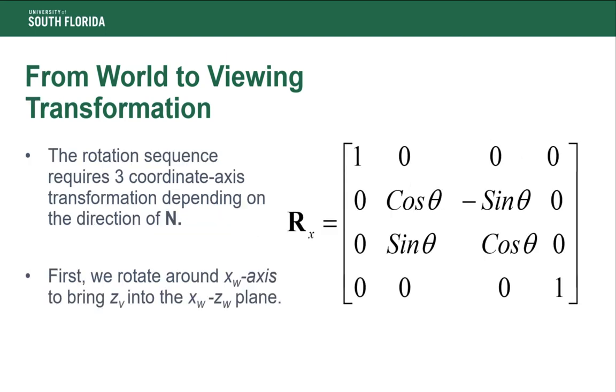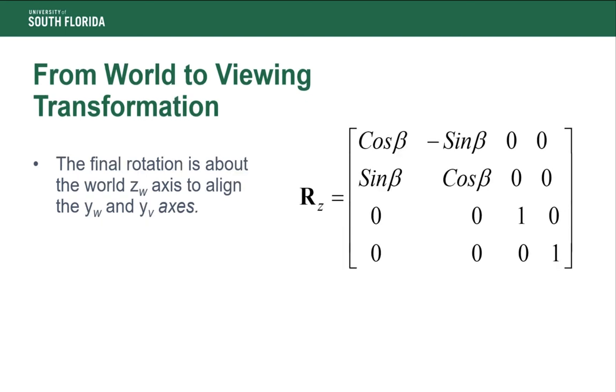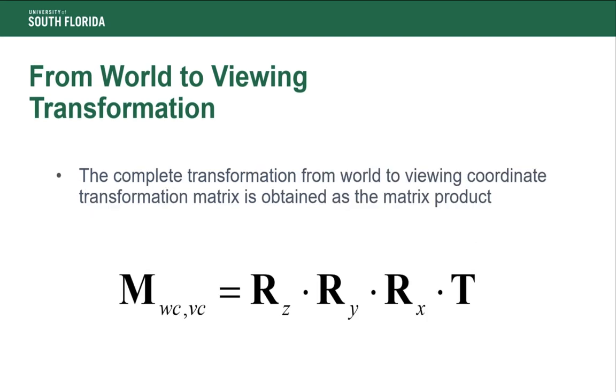The rotation sequence requires three coordinate axes transformations depending on the direction of N. First, we rotate around the xw axis to bring zv into the xwzw plane. In the matrix, it shows that. Then, we rotate around the world yw axis to align the zw and zv axes. The final rotation is about the world zw axis to align the yw and yv axes. The completed world to viewing coordinates transformation matrix is obtained as the matrix product like this.